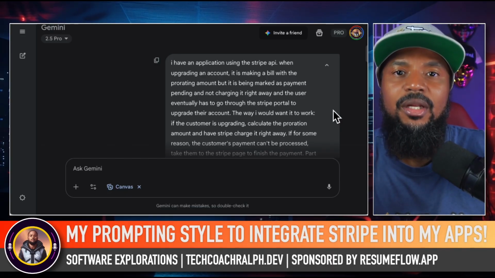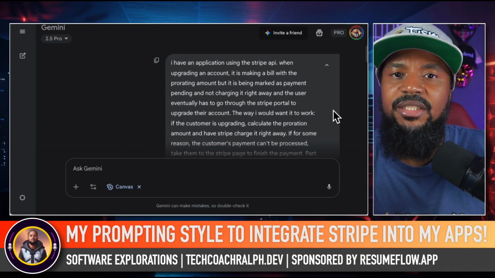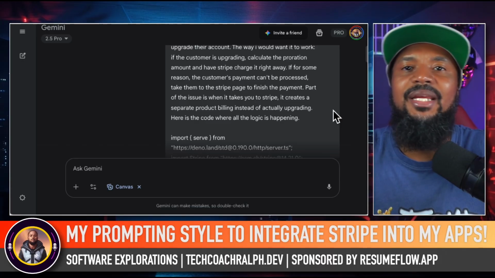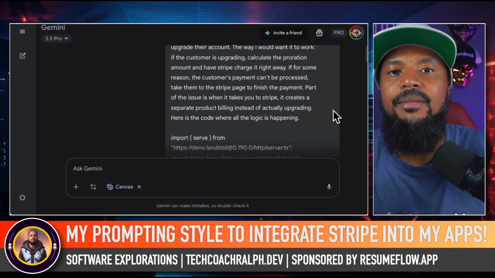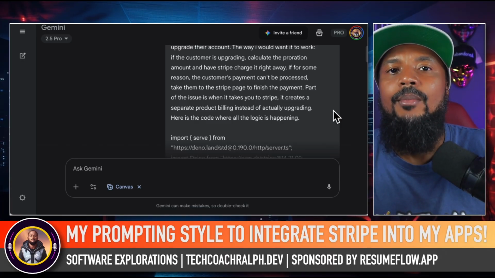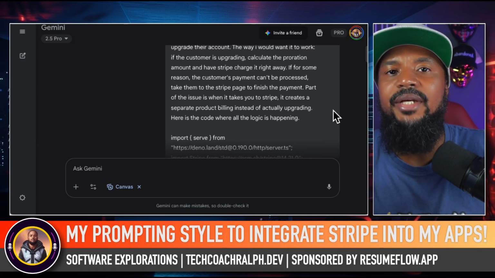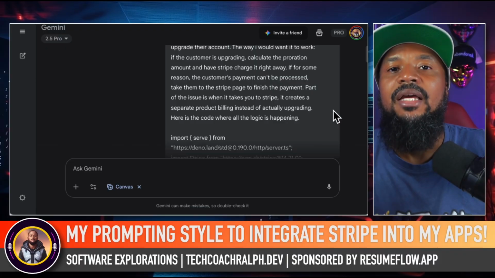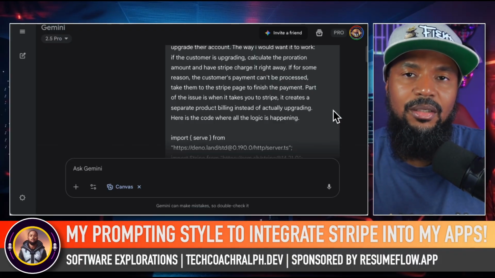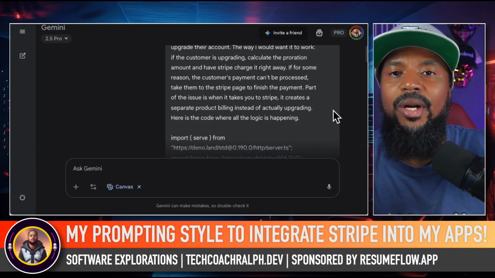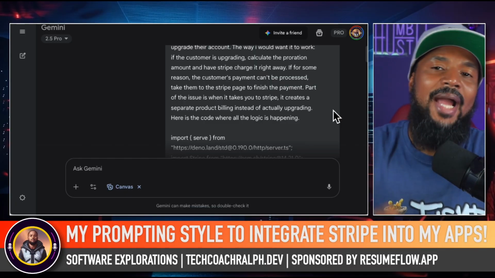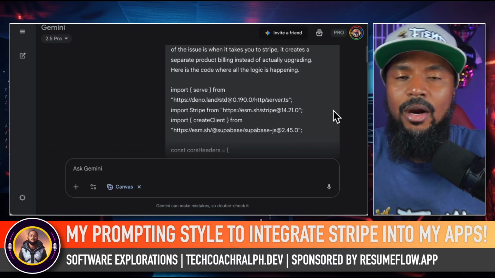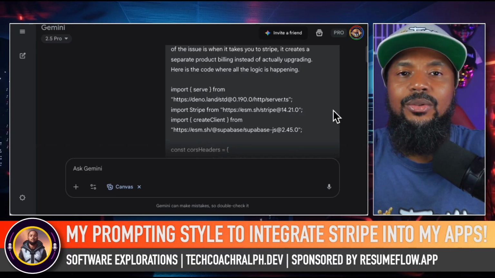So I outlined how I want it to work. If the customer is upgrading, calculate the proration amount and have Stripe charge it right away. If for some reason the customer payment can't be processed, take them to the Stripe page to finish payment. Part of the issue is when it takes you to Stripe, it creates a separate product billing instead of actually upgrading. And then the most important part of all this, right? Here is the code where all the logic is happening. So I copy the code from Lovable that it created and say, this is where all the logic is going down, and how can you help me fix it?